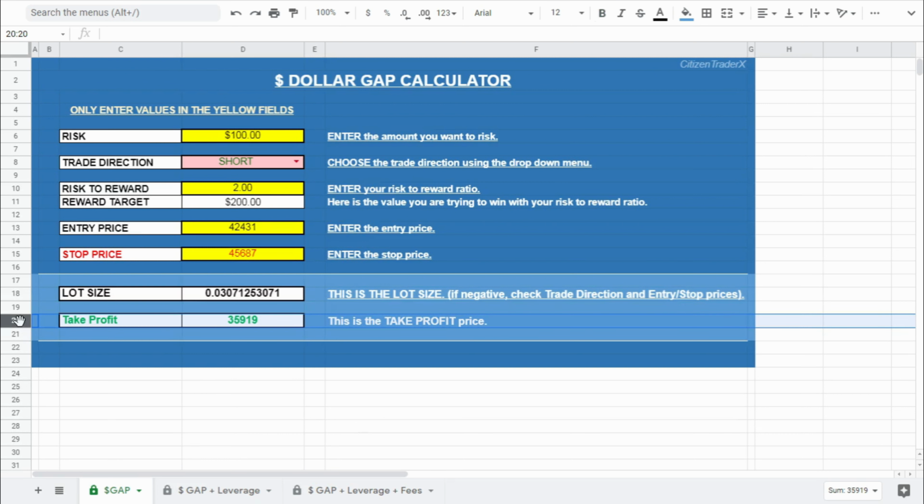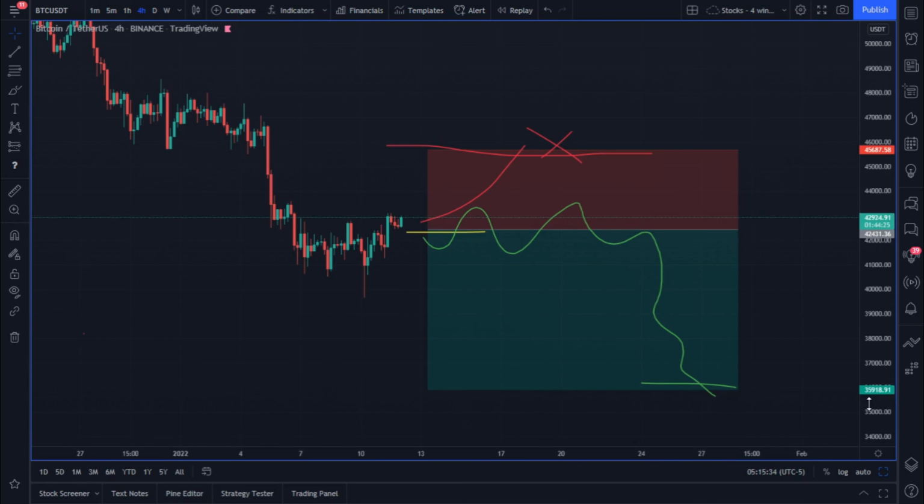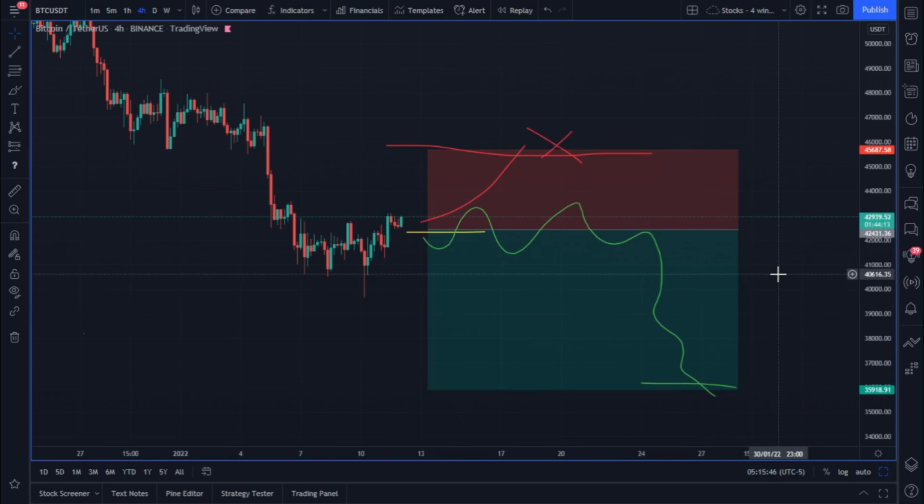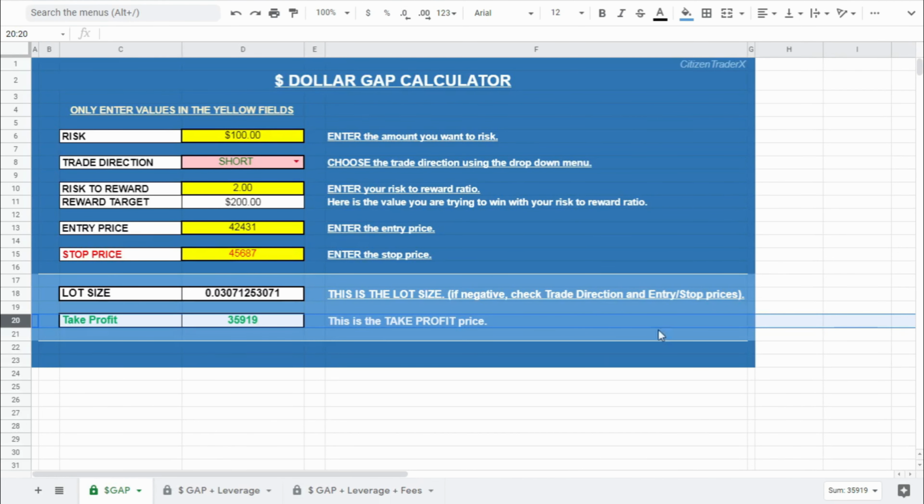And the take profit level is 35,919. Let's see if we're closer this time. 35,918.91. So that's pretty damn close. That's because we're able to get that to the number 2 using our mouse. Okay, so that's how to calculate the lot size of a short, not taking into consideration fees, not taking into consideration leverage.